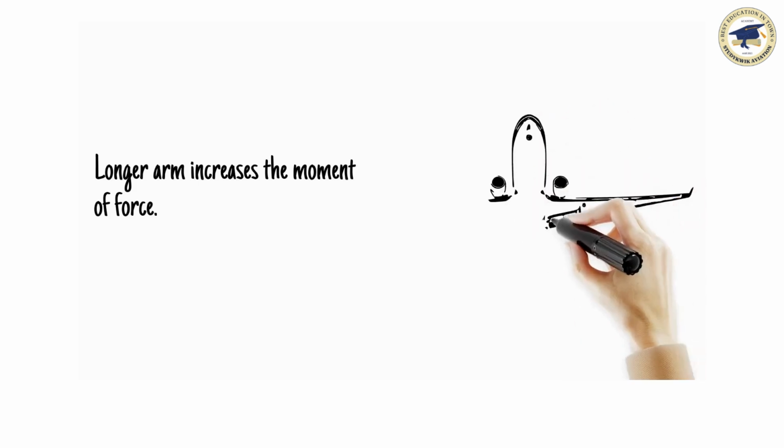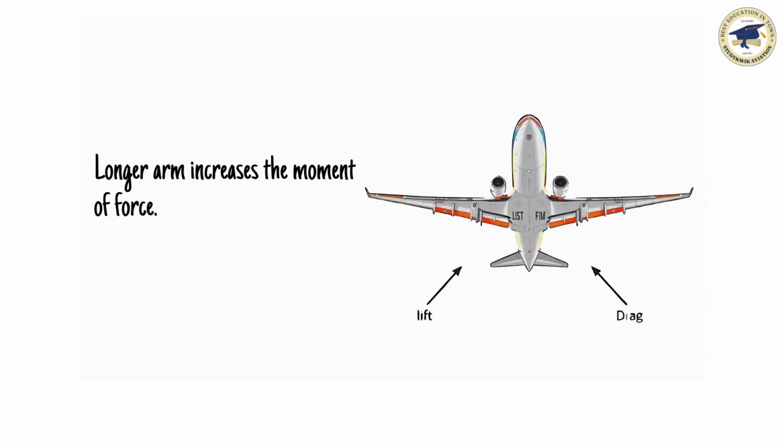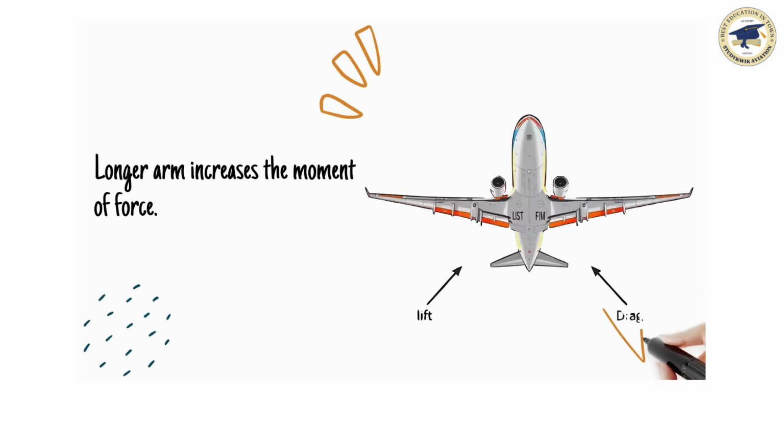Now, let's apply this to aviation. An aircraft in straight and level flight is like a perfectly balanced seesaw. All the forces acting on it, weight, lift, thrust, and drag, must be in equilibrium.